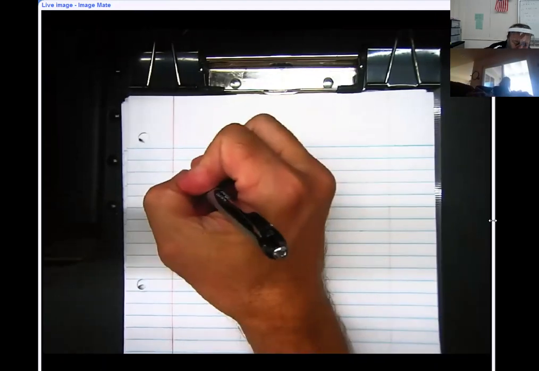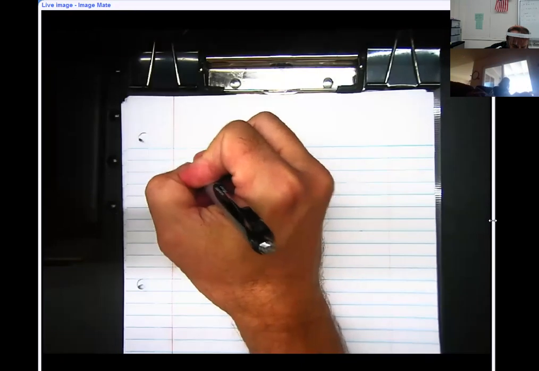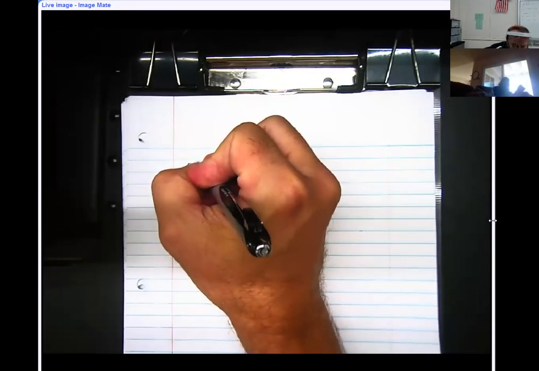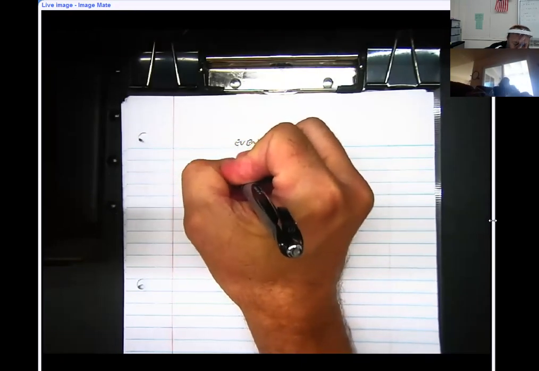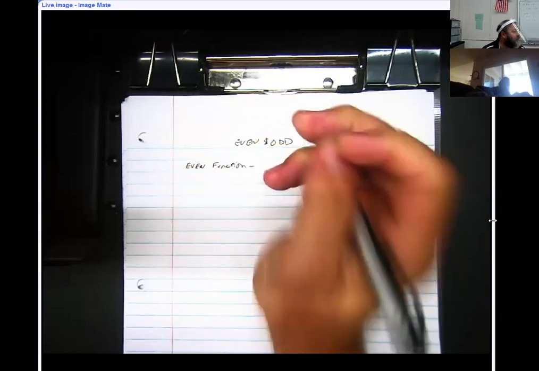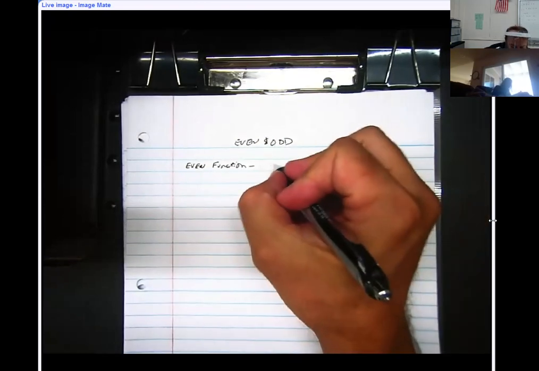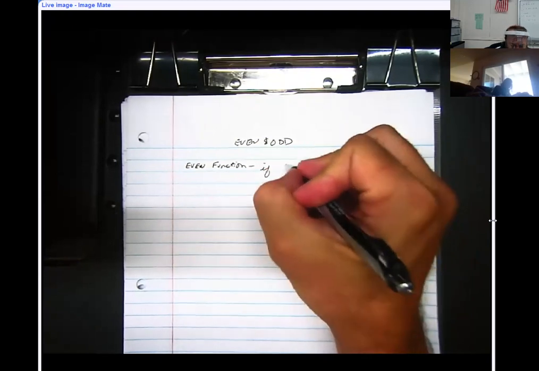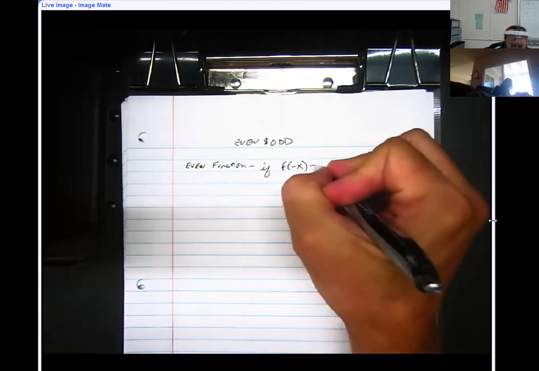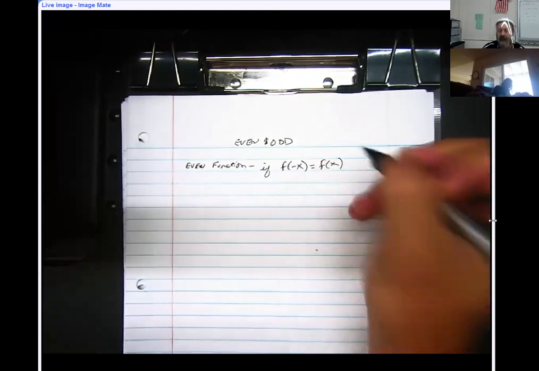So an even function. Now, right off the bat, notice it's called an even function. So that is already saying the thing is a function. You don't have to determine if it's a function. It has to be an even function. So starting there, the definition of an even function is one in which, I'm just going to write it this way, super fast, f of negative x is the same as f of x. Now that's kind of a strange idea.